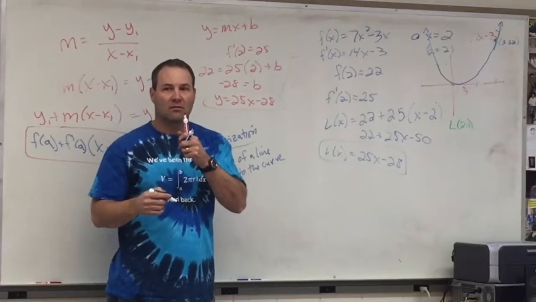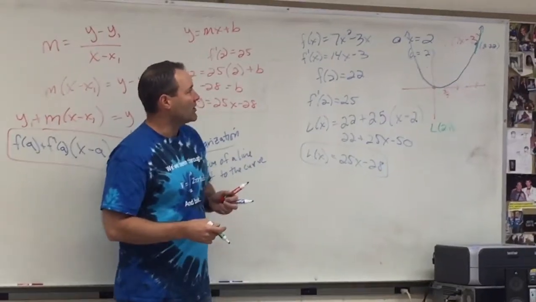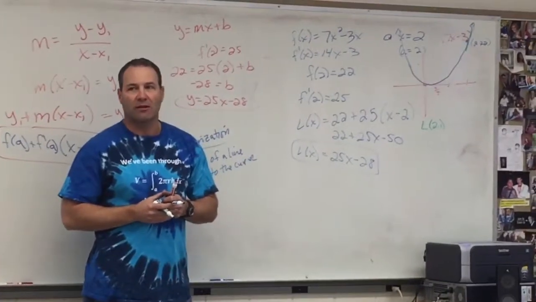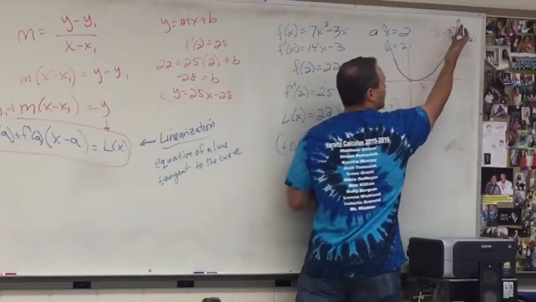Less. Is the green line at 2.1 going to be bigger or smaller than the blue parabola? Smaller. It's going to be smaller. It's below the parabola, right?